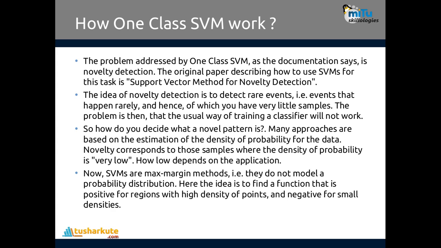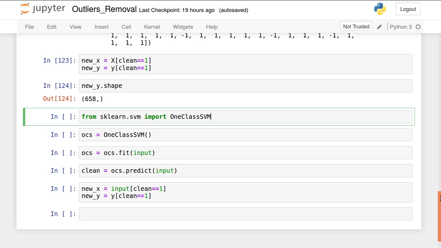Now, SVMs are max margin methods, that is, they do not model a probability distribution. Here the idea is to find a function that is positive for regions with a high density of points and negative for small densities. So when there are high density points, the values are positive, meaning 1 will be present there, and when small densities are available, the values will be negative. The same positive and negative idea is used in one class SVM.